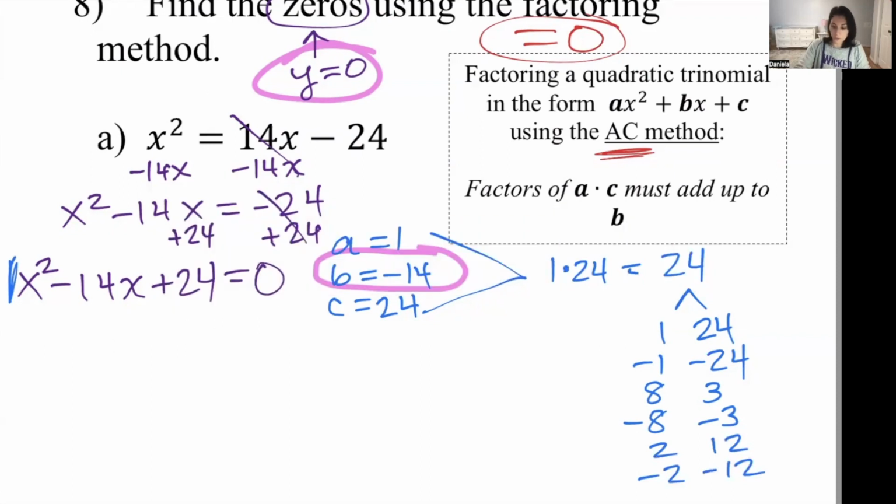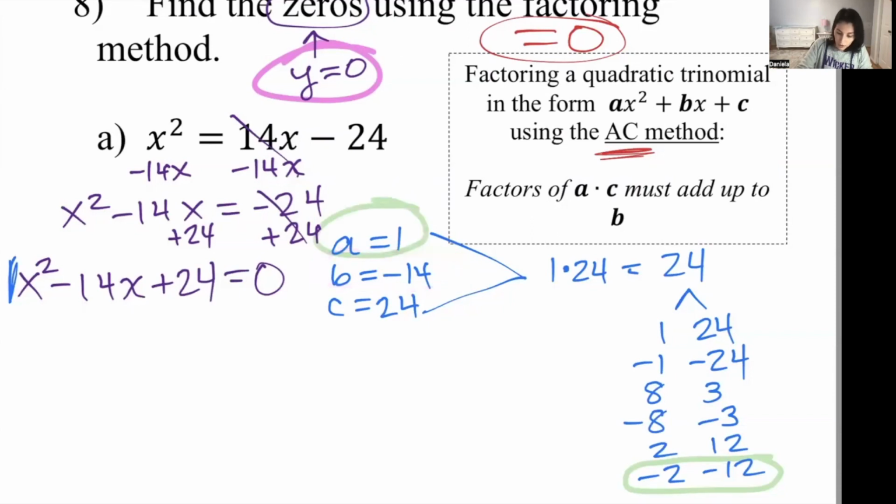Okay, so again, we're looking for the ones that add up to b. So it's going to end up being a -2 and a -12, right? Because -2 plus a -12 adds up to -14. So now that you have those chosen factors, I'm going to put a star right here, okay?